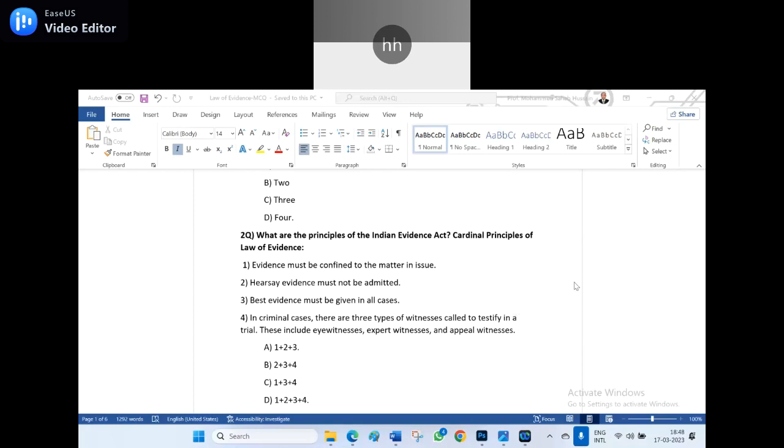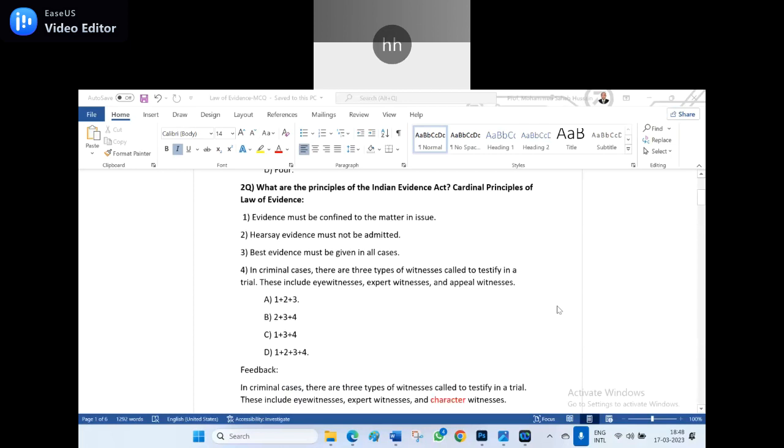Option A, 1 plus 2 plus 3. Why is the fourth one wrong? The statement is wrong. Appeal witnesses are not there. Character witnesses are there. In the fourth, I wrote, in criminal cases, there are 3 types of witnesses called to testify in a trial. These include eyewitnesses, number 1, expert witnesses 2, and character witnesses. I removed the character witnesses and put appeal witnesses, and hence the fourth one is wrong. The right answer is A, 1 plus 2 plus 3.